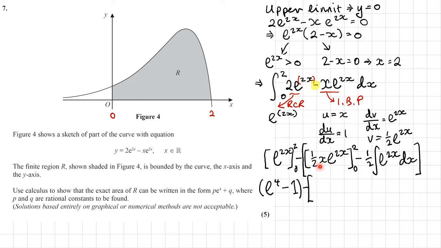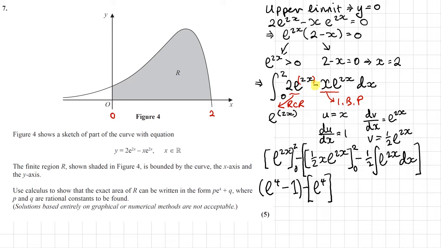So I'll have half times 2, which is just 1. And then e to the 2 times 2, e to the 4. So that's what I get when I put the 2 in, and then I subtract what I get when I put 0 in. Well, putting 0 here, the whole thing's going to become 0, so there's nothing to subtract.